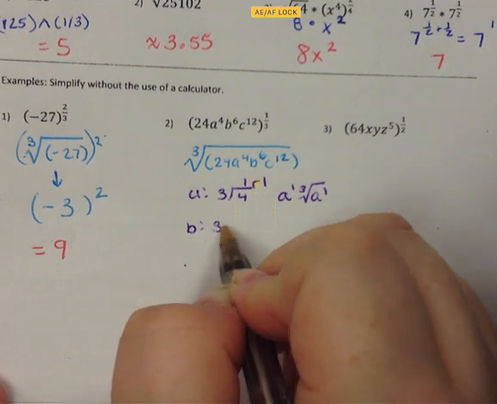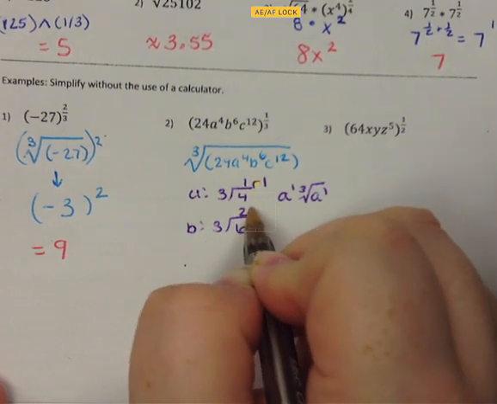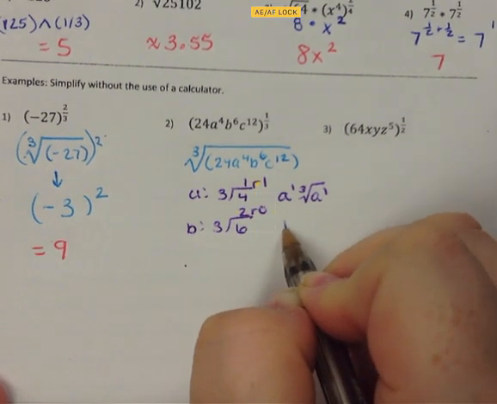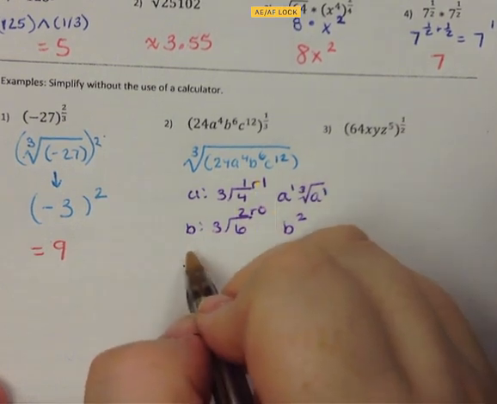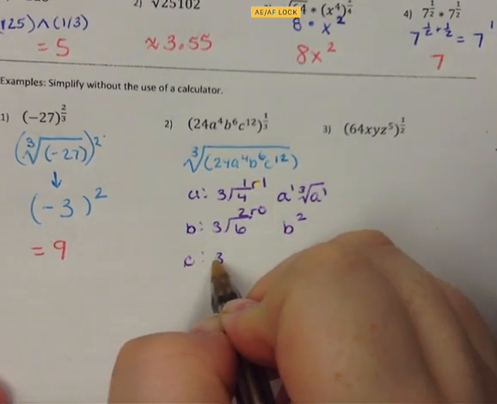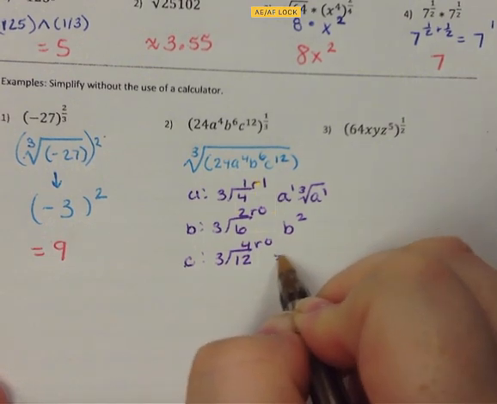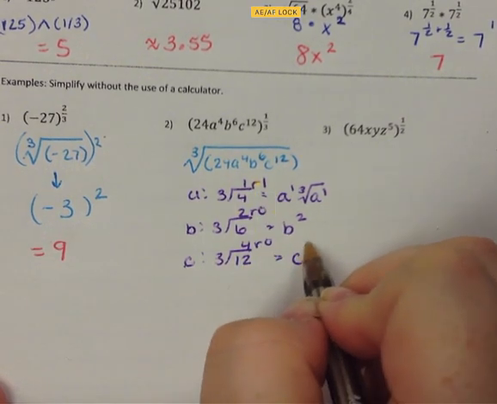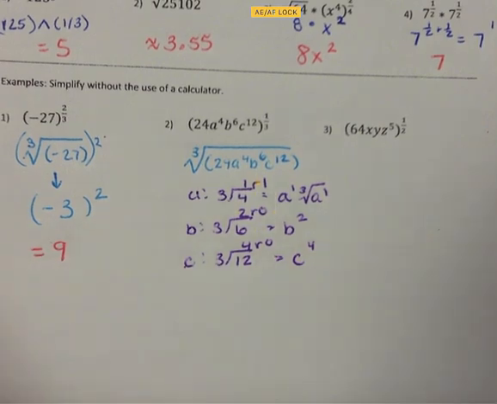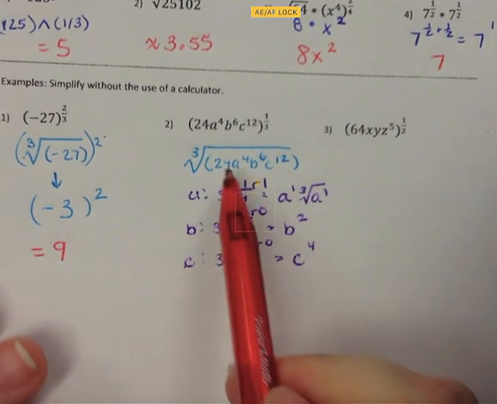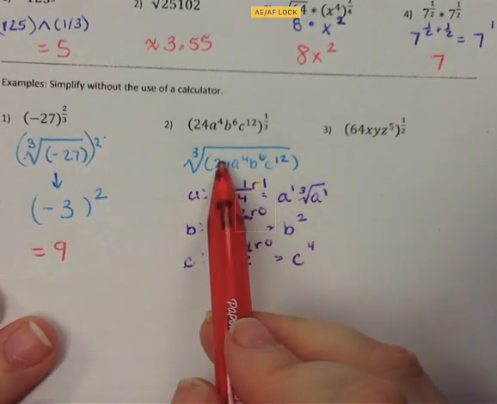For b, 3 goes into 6 two times with a remainder of 0, so we have b to the 2nd. And then for c, 3 goes into 12 four times with a remainder of 0, so we'll have c to the 4th with no remainder. Because we couldn't simplify the cube root of 24, that will stay in our radicand.